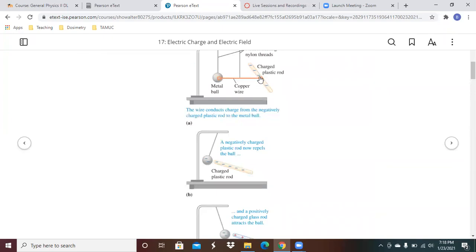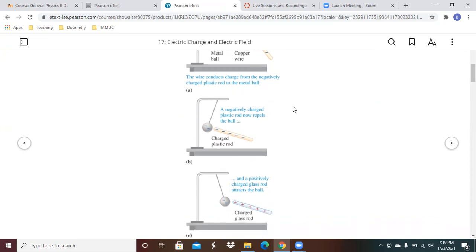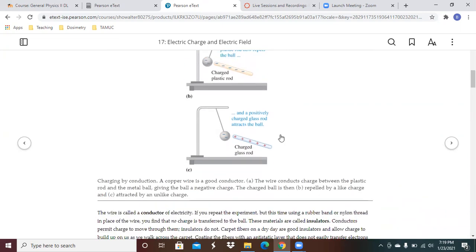In other words, you've made a conduction pathway for the electric charge to make its way over to the metal ball. Now, if you take a charged rod that is in no way connected to that, you're going to find that the ball moves away. Why? Because you've got an electric charge here and an electric charge here. The negatively charged plastic rod repels the ball.